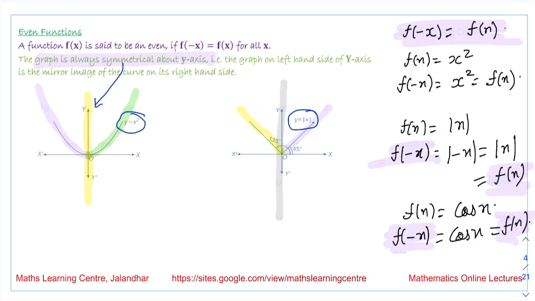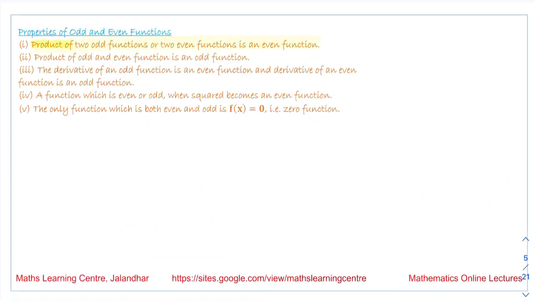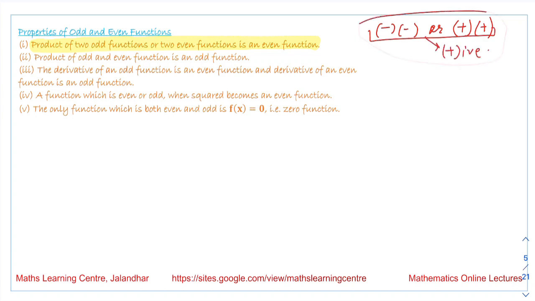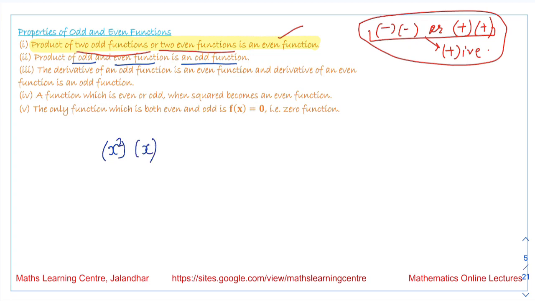Next, we have listed some properties of the even and odd functions. The first is the product of two odd or two even functions is an even function. To remember this, you can think of it like this: if we take any two numbers that are negative or any two numbers that are positive, and take the product of those two, the answer we obtain is always positive. Similar is the case over here. If we take two odd functions or two even functions, then the answer is always an even function. Second, the product of an odd and an even function is an odd function. One function is even, the second function is odd, then their product is an odd function.